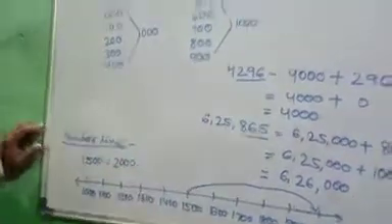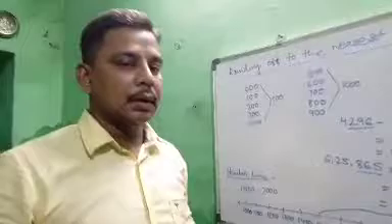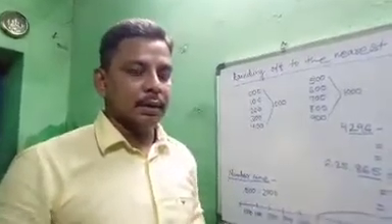Okay, in this way we can round any number to its nearest ten, nearest hundred, and nearest thousand.